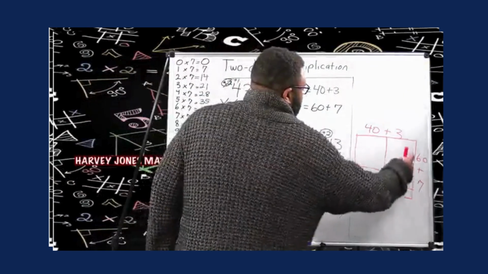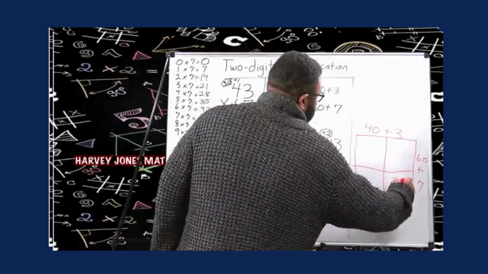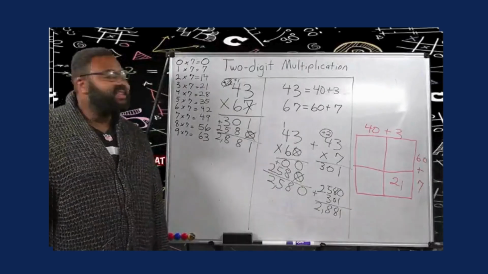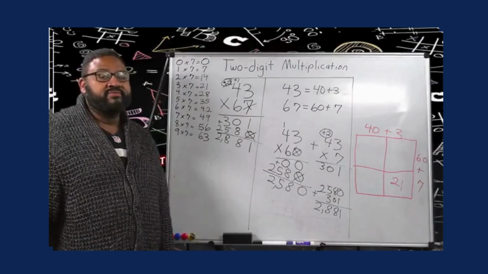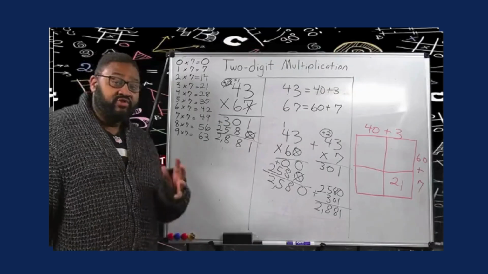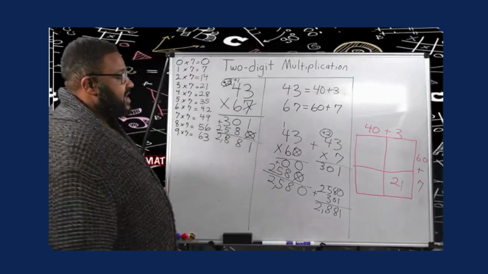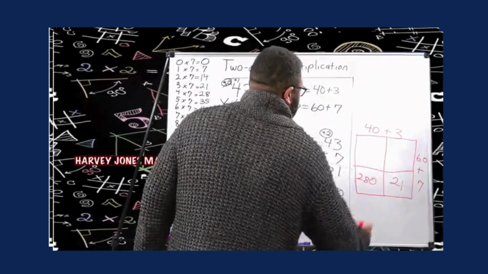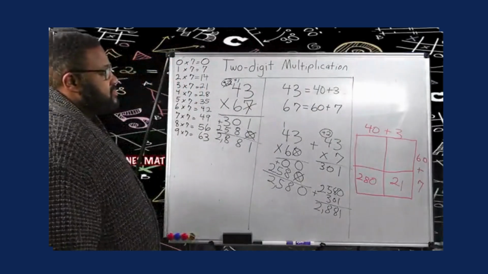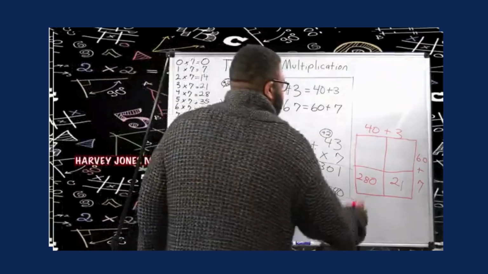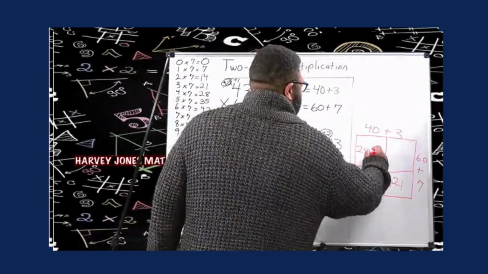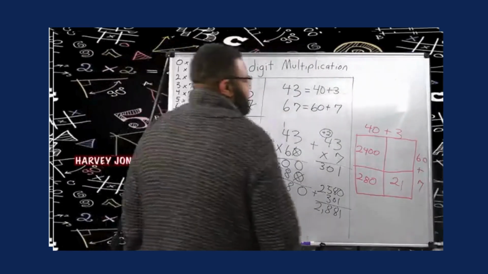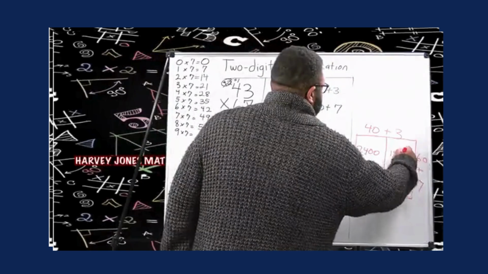All right. I'm going to start here. 3 times 7 is 21. Mr. Jones, you start in a different place each time. It doesn't matter where you start, as long as you start. Okay, I can go here. 7 times 4 is 28. Add a 0. I can go here. 6 times 4 is 24. Add 2 zeros. 6 times 3 is 18. And add 1 zero.